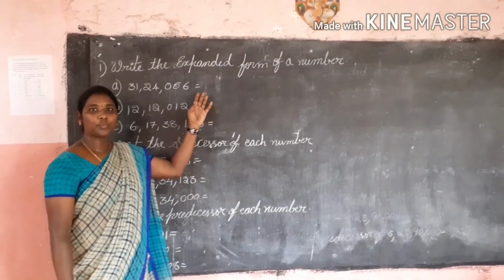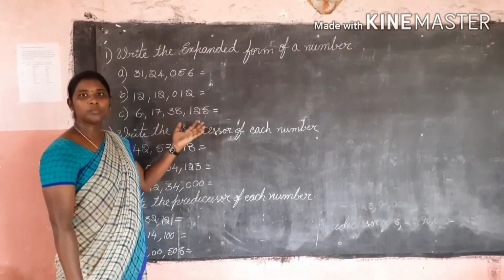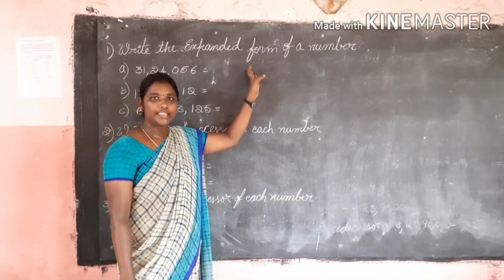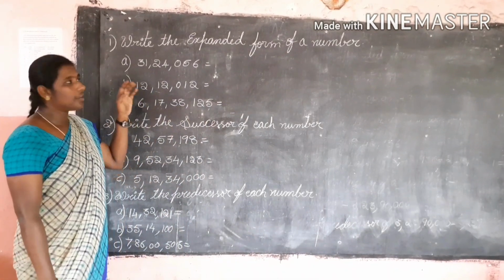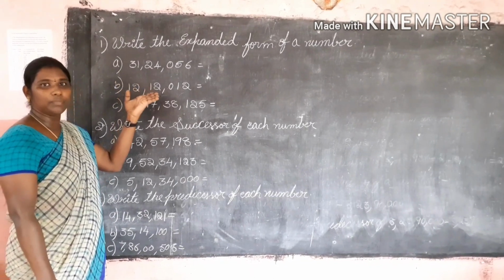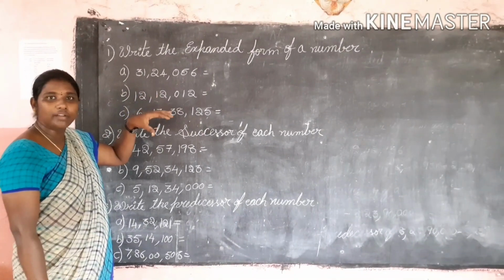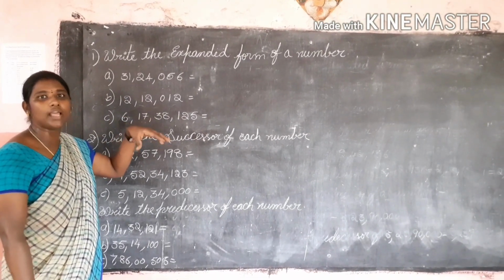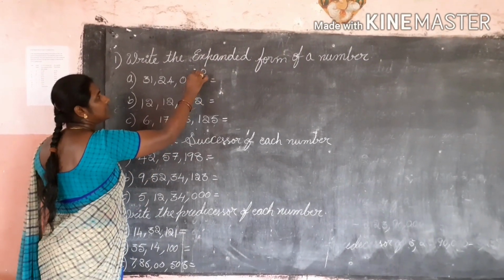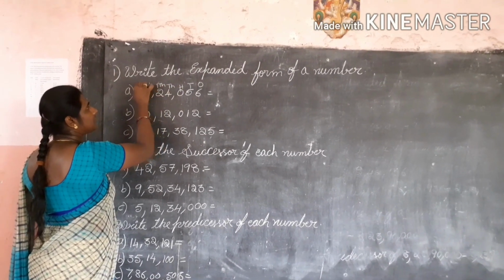Okay children, let us do some more problems on these topics. First one, write the expanded form of a number. How to expand these numbers? You already know, you can see the earlier videos where I explained. First we have to write the place values of the number: ones, tens, hundreds, thousands, 10,000s, lakhs, 10 lakhs.